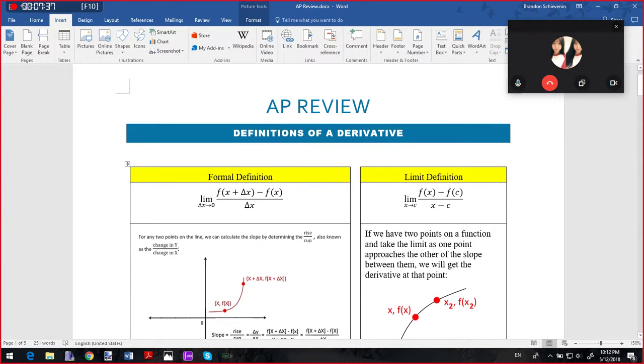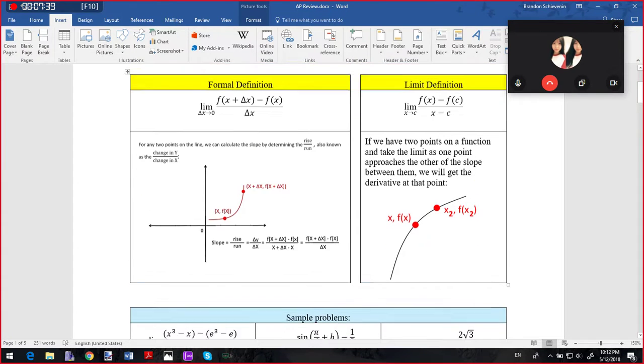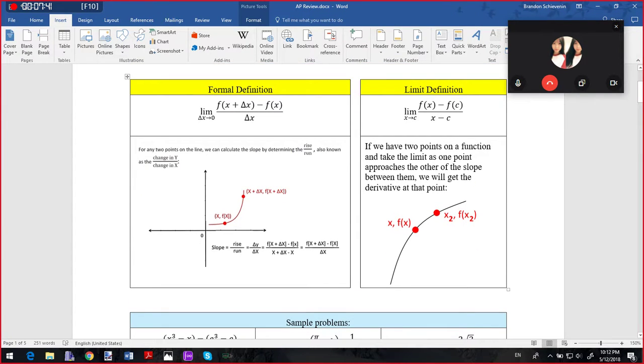So I got a request to review definitions of a derivative, so I'll do that really quick. So I have two definitions of a derivative we've talked about so far. The formal definition of a derivative is the one we're more familiar with in class, and then the limit definition I haven't done as much time on.